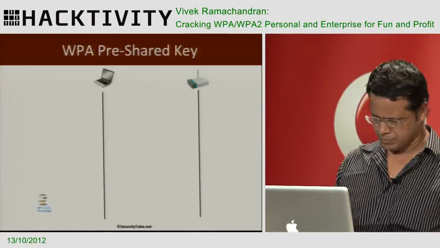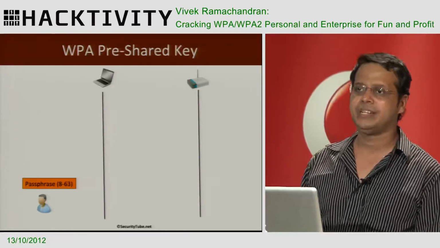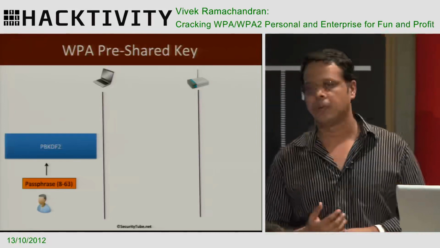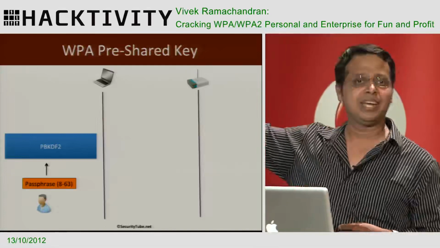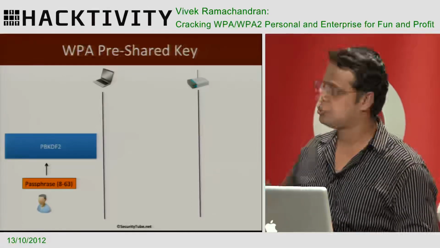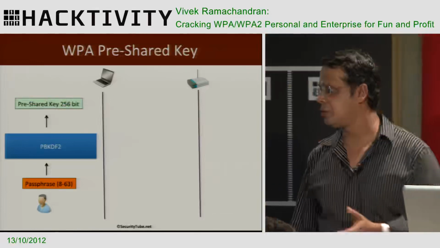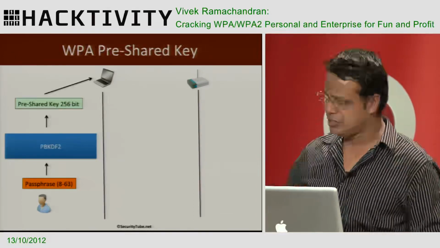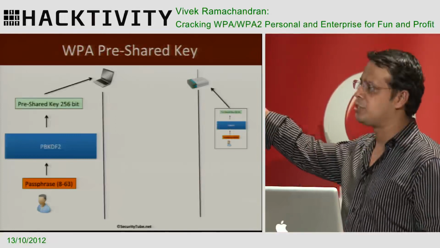Now how does this work? Very simply, you as a user enter a passphrase between 8 to 63 characters. That goes through a function called PBKDF2, the password based key derivation function. As you can see, you have a variable length passphrase and you want to map that to a fixed key size which you can use. And this is what PBKDF2 does. The output of that function is a 256-bit pre-shared key. This is what your laptop or mobile clients use. On the other side, the exact same thing happens. The only difference is the administrator is the one who does that.